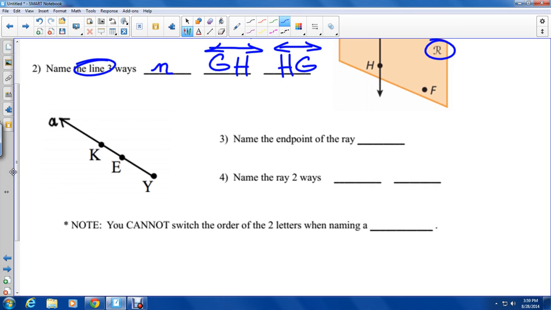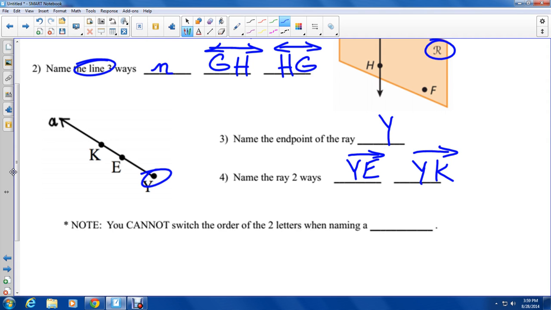Just flip the letters. Number 3, name the endpoint of the ray. Y. That's where our endpoint sort of starts, if you will. That's what we said. Name the ray 2 ways. One way, YE. Again, goes to the right, even though the ray is going up to the left. And YK. That would be the same ray.